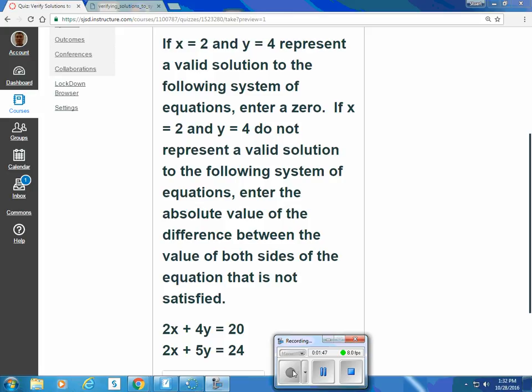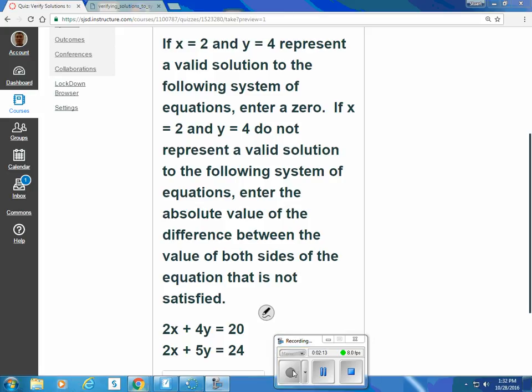So they suggest that x equals 2 and y equals 4 represent a valid solution to the following system of equations. And if it does, we enter 0. If they do not represent a valid solution to the following systems of equations, enter the absolute value of the difference between the value of both sides of the equation that is not satisfied. So let's go ahead and do that.